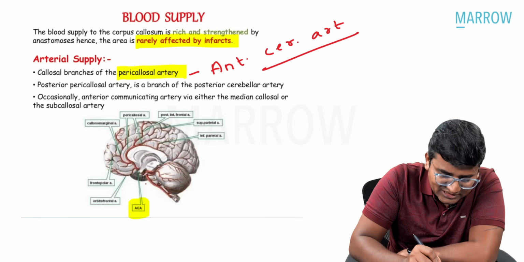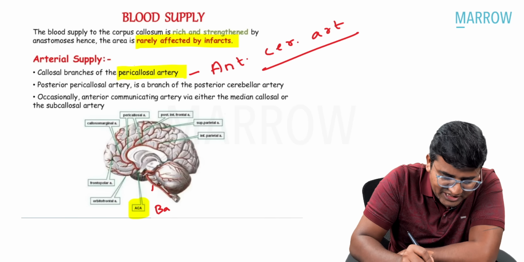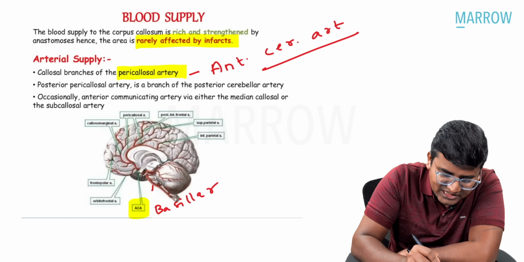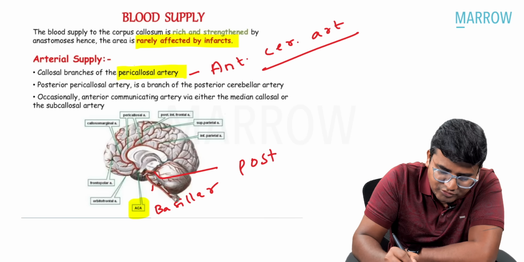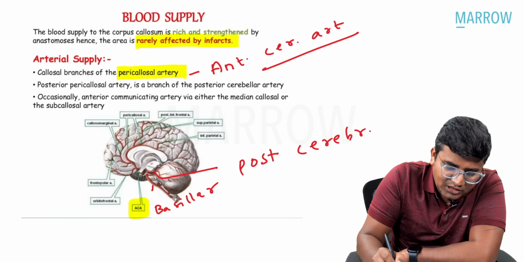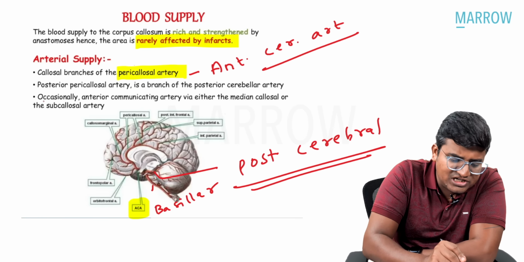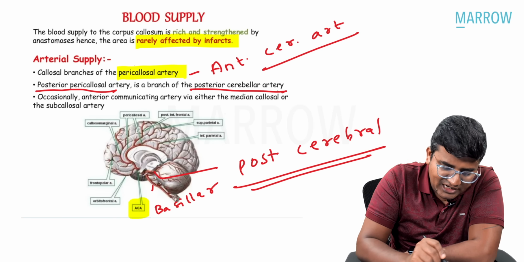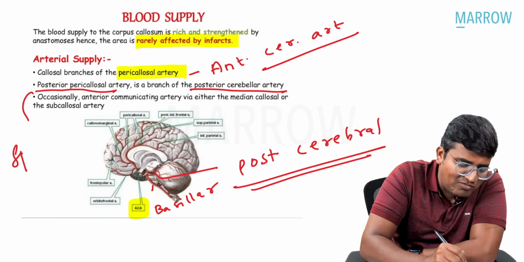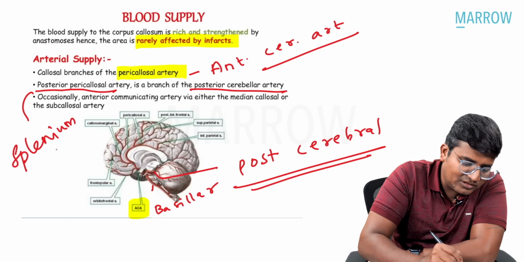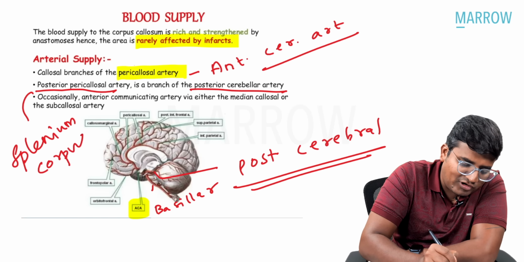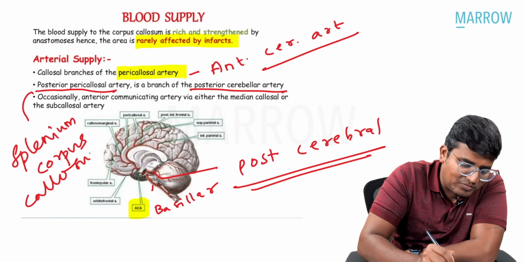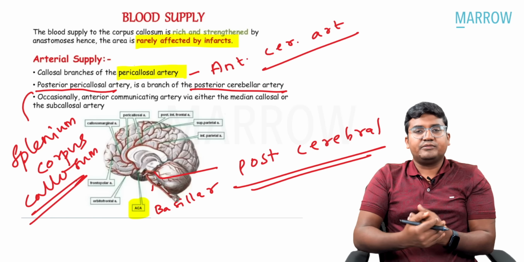Now, can you see this artery here? This is our basilar artery, and the basilar artery is giving this branch, that is our posterior cerebral artery. Now the posterior pericallosal artery is coming from the posterior cerebral artery, and that supplies the splenium of the corpus callosum. The splenium of the corpus callosum is supplied by the posterior pericallosal artery.